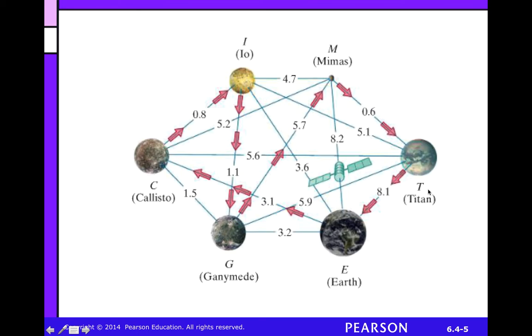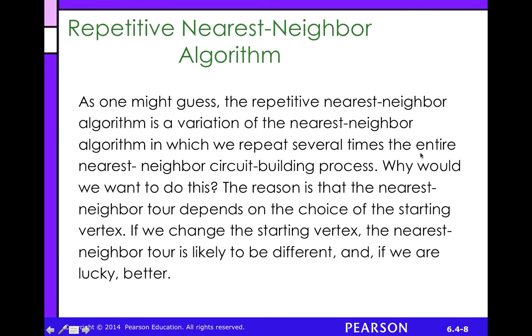So what the repetitive nearest neighbor algorithm says to do is to find nearest neighbor routes for all the vertices. So imagine starting at E, imagine starting at G, imagine starting at C, at I, at M, and at T. If that sounds confusing, it's slightly confusing, but we'll walk through an example and it will be okay.